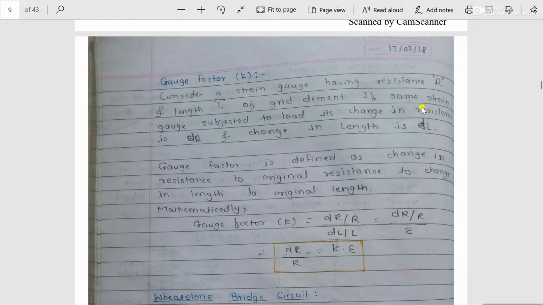If the same strain gauge is subjected to loading, that means if the same strain gauge comes in contact with the loading, its resistance will change and become delta R, and its length also changes and becomes delta L. That means after the application of load, the resistance becomes delta R from this particular R value, and the length becomes delta L from this particular length value.